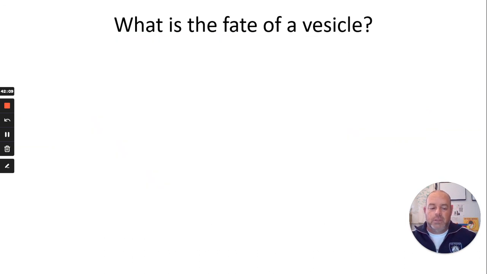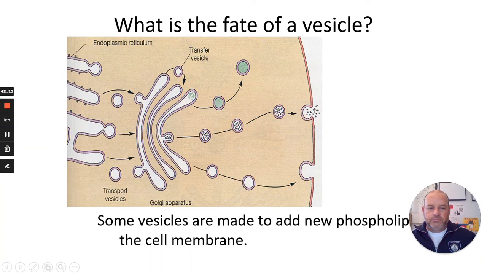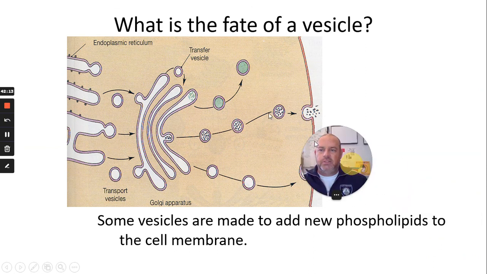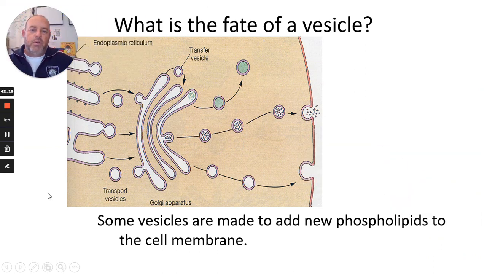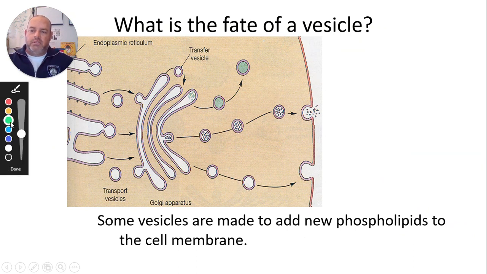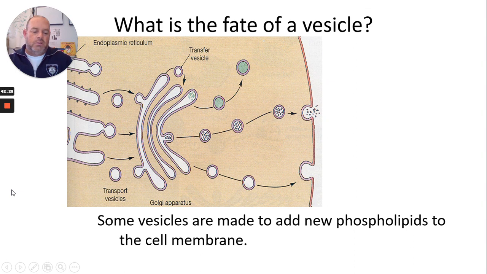Second one, some vesicles are made to add new phospholipids to the cell membrane. So if you look down here at this one right here, it is adding some new lipids right in there. We still have exocytosis up there above it.